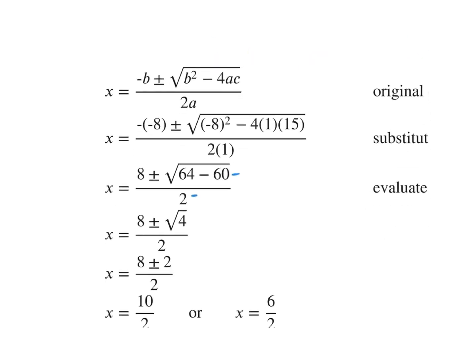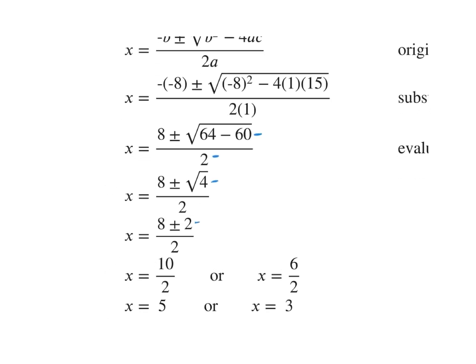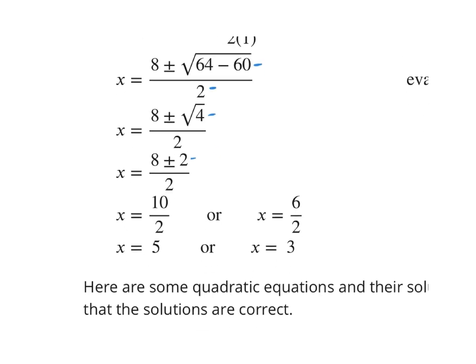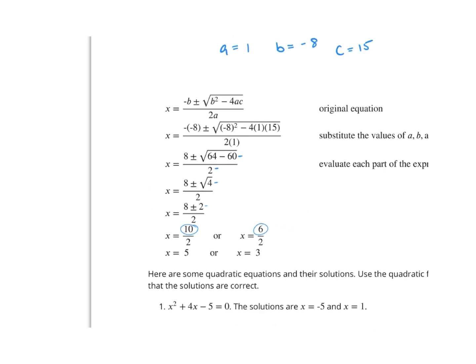Then I'm going to take 64 minus 60, and I have 4. Next, I'm going to take the square root of 4, and we know that's going to be positive or negative 2. Then I'm going to separate it into two equations. One where I'm adding 2, and the other where I'm subtracting 2. So 8 plus 2 is 10. 10 divided by 2 is 5. And then 8 minus 2 is 6. 6 divided by 2 is 3. So this tells us that our two solutions are 5 and 3.